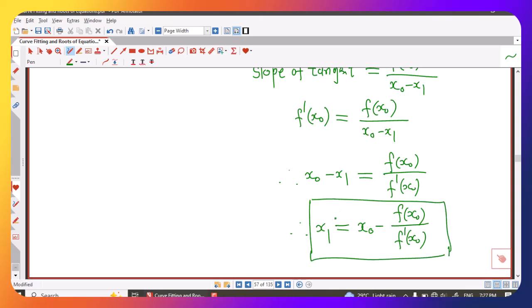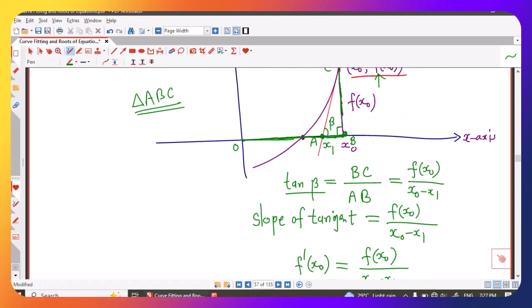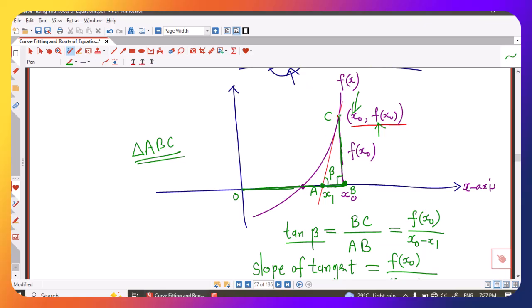So using this formula we can obtain the first approximation to the root, which is nothing but intersecting point of tangent at x0 to the x-axis. After that we consider this point. If we consider this point, then this point is nothing but x1 comma value of function at x1, because this much distance is f of x1. So now we consider tangent at this point to obtain the next approximation.